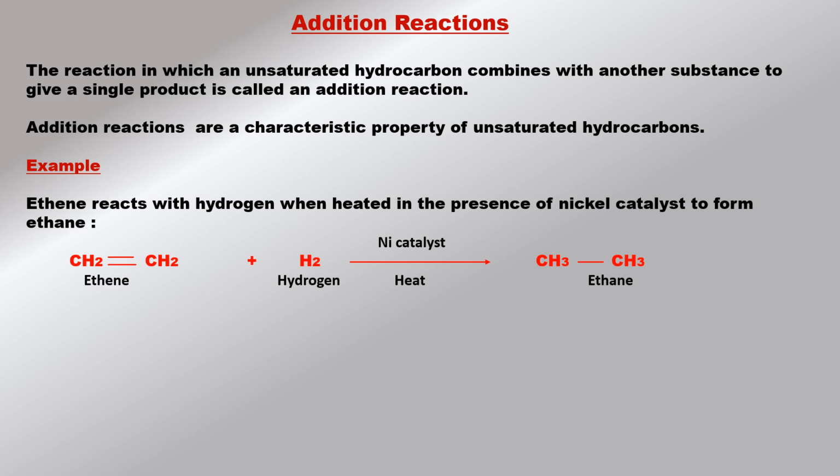Ethene reacts with hydrogen when heated in the presence of nickel catalyst to form ethane. Unsaturated hydrocarbons add on hydrogen in the presence of catalysts such as nickel or palladium to form saturated hydrocarbons. The addition of hydrogen to an unsaturated hydrocarbon to obtain a saturated hydrocarbon is called hydrogenation. The process of hydrogenation takes place in the presence of nickel or palladium metals as catalyst. The process of hydrogenation has an important industrial application. It is used to prepare vegetable ghee or vanaspati ghee from vegetable oils.